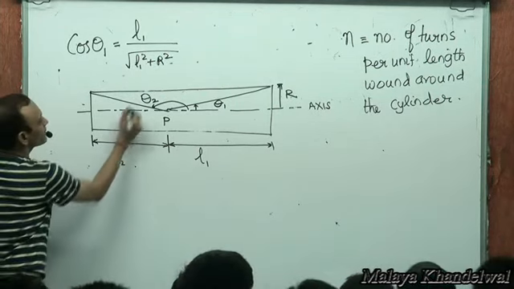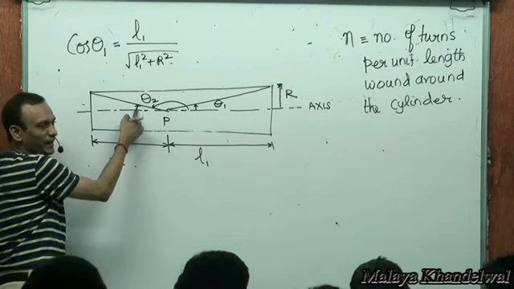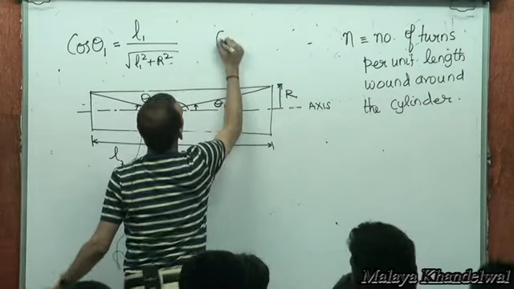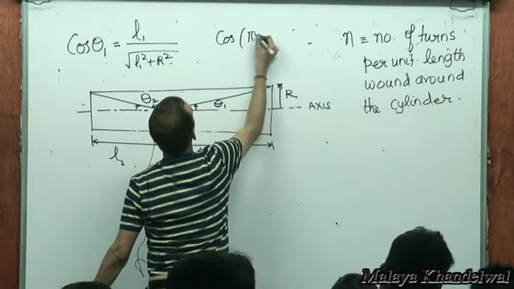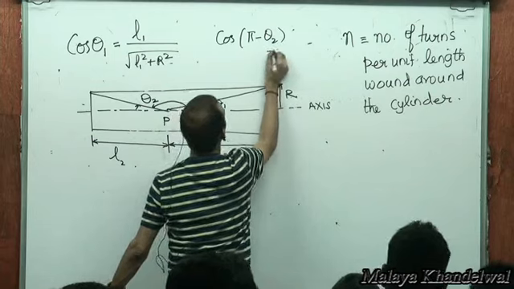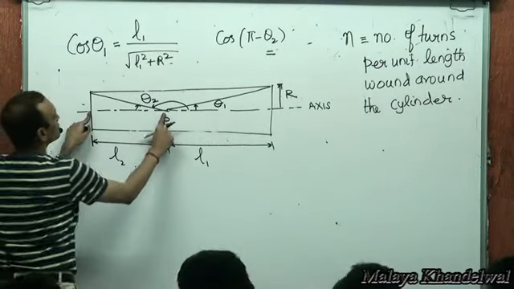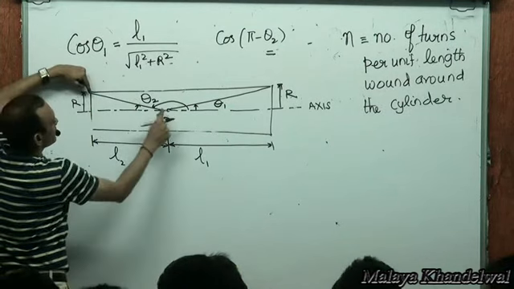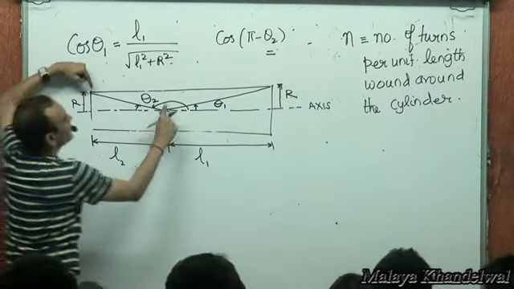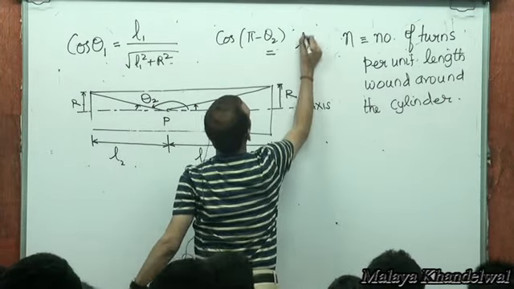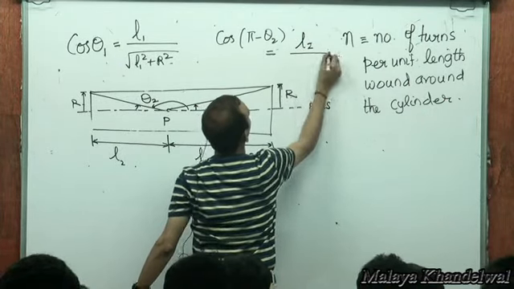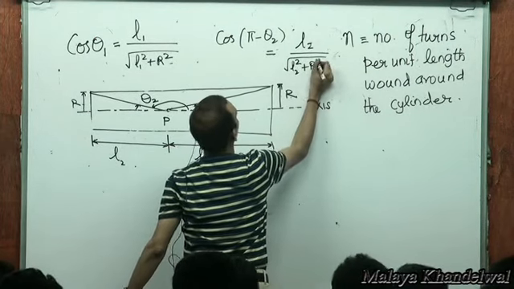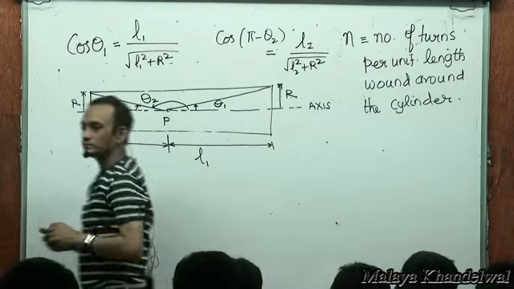This is pi minus theta 2. So cos of pi minus theta 2, which is minus cos theta 2, is going to be this length L2 divided by this length. This is r, so this length would be root L2 squared plus r squared. Right? Yes or no?